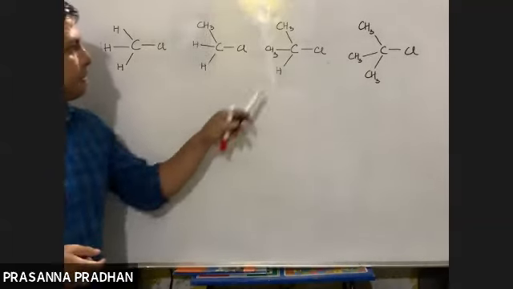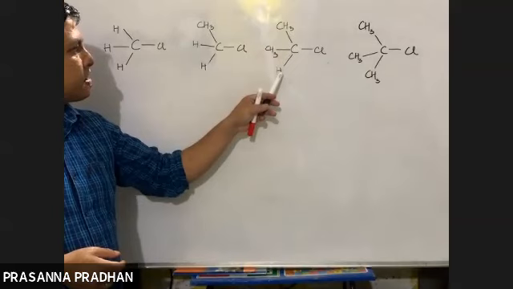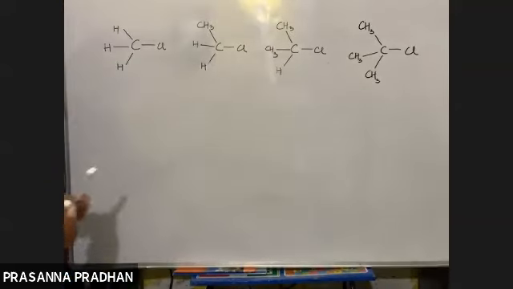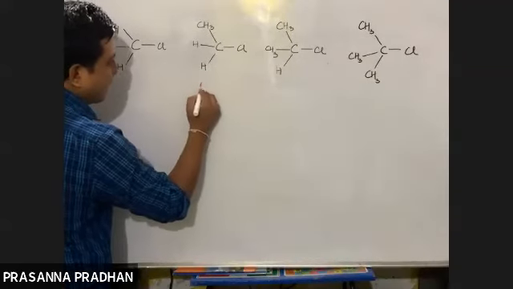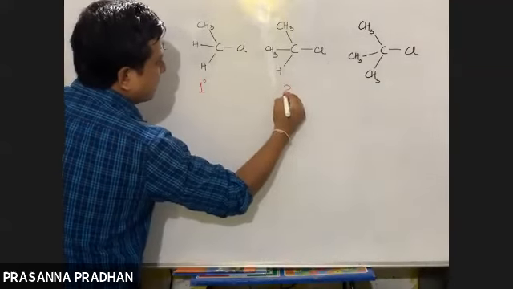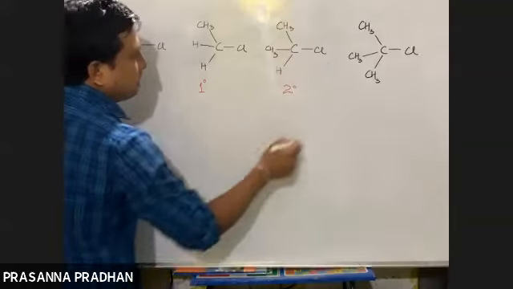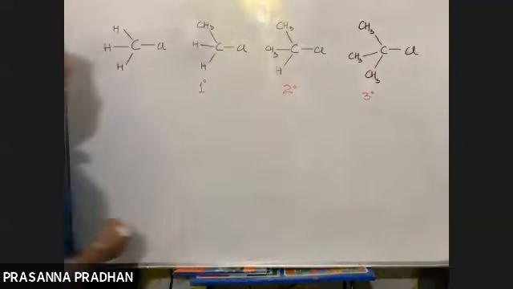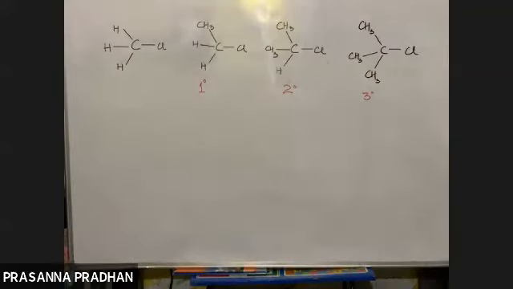What is the IUPAC name of this compound? So this is a 2-degree alkyl halide. This is a 3-degree alkyl halide. This is a 1-degree alkyl halide. This is a 2-degree alkyl halide. This is a 2-degree carbon. The halogen is attached to a 3-degree carbon, so it's an example of a 3-degree alkyl halide. And this is a methyl halide.